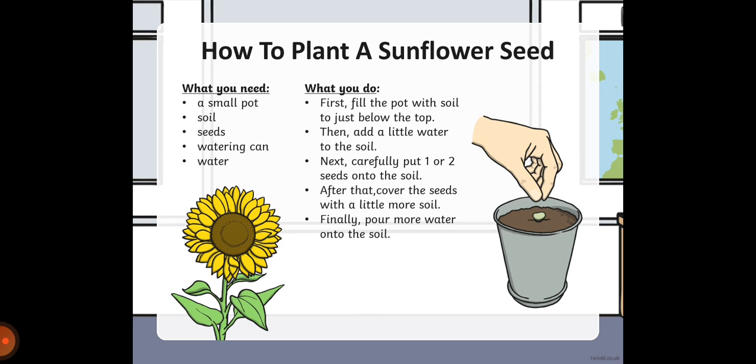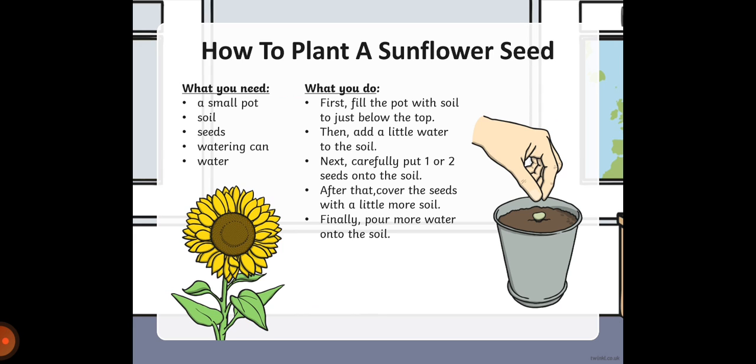This is an example on how to plant a sunflower seed. I want you to look at the title. The title here has every word written in capital letters. And this is the most important thing. And then we have here on the left what you need, which is the first subtitle we need to write. Under what you need, we'll find the things that anyone who reads this text and wants to follow how to plant a sunflower seed must have before starting the steps. So number 1, a small pot, soil, seeds, watering can, and water.